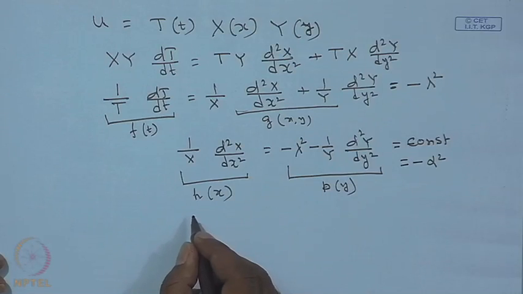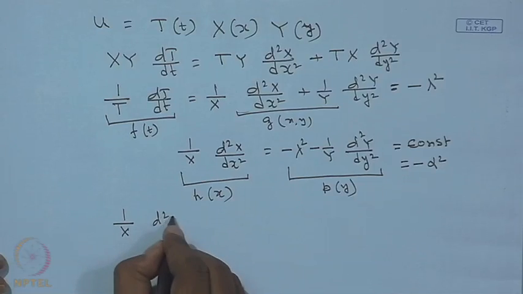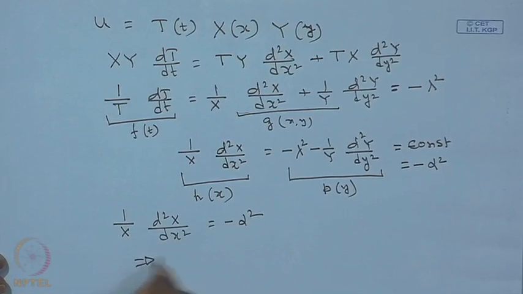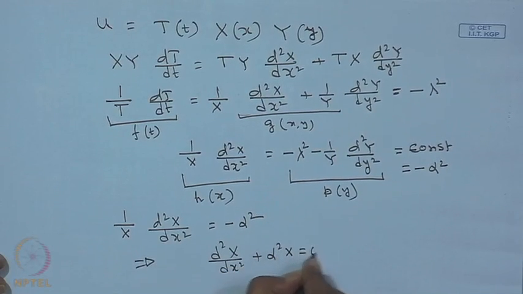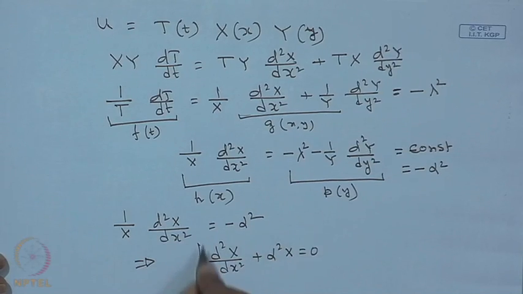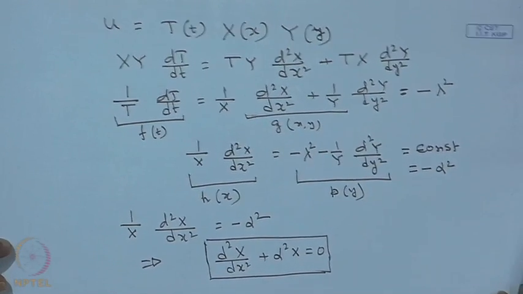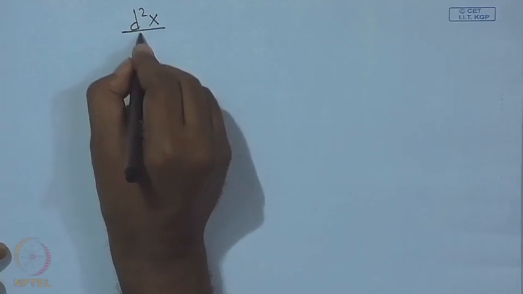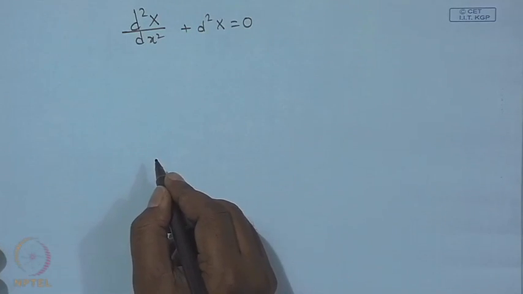Okay. If this is the case, then let us look into the x varying part: 1 over X d square X dx square is equal to minus alpha square. So, we will be getting d square X dx square plus alpha square X is equal to 0. This is again a standard eigenvalue problem or a Sturm-Liouville problem, and let us fix up the boundary conditions of this standard eigenvalue problem. So, d square X dx square plus alpha square X is equal to 0. Now, let us put the boundary conditions.